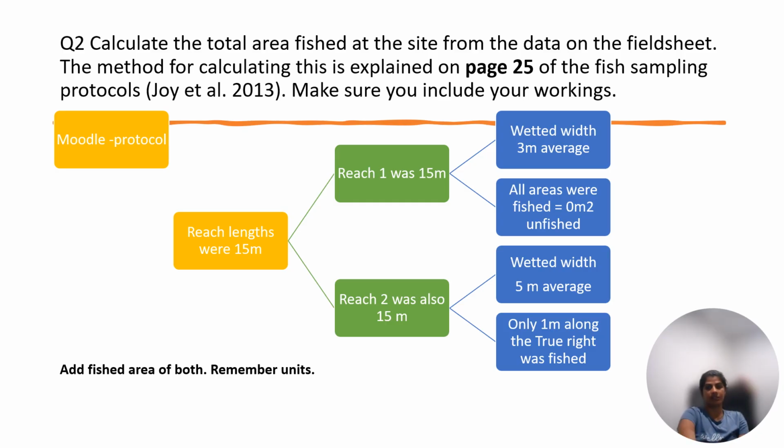Use these. Wetted width average was 3 meters on the first reach, wetted width average was 5 meters on the second reach, and there was no unfished area in the first reach, and only 1 meter along the true right bank of the second reach was fished and the rest was unfished. So 4 meters into 15 was unfished. I want you to add them both, and that will be your answer.